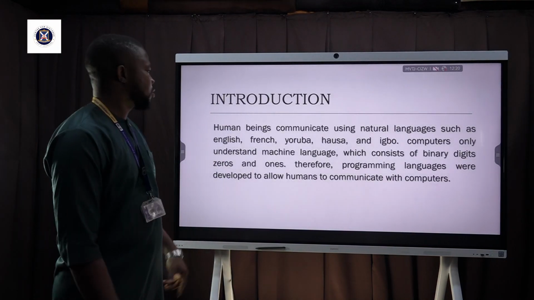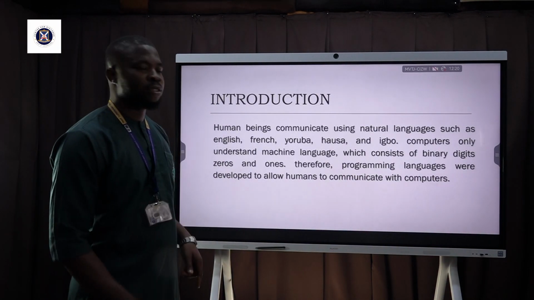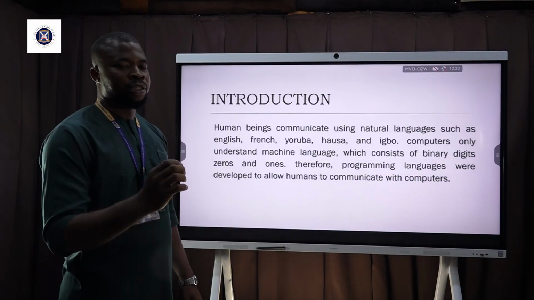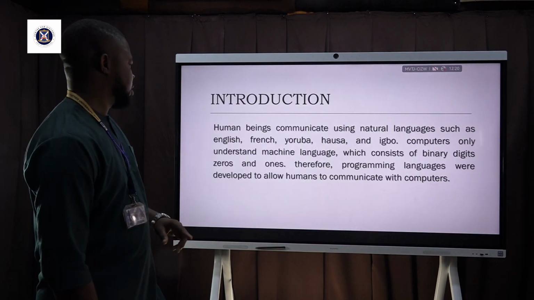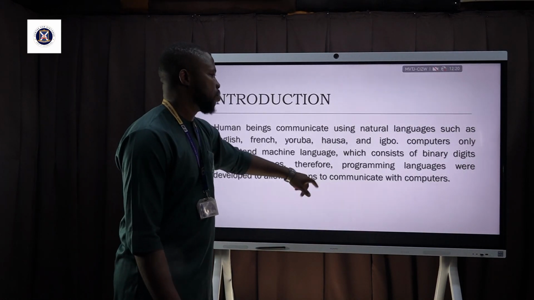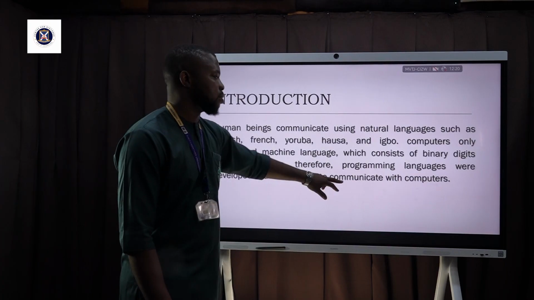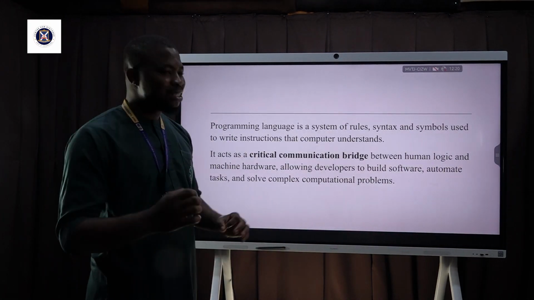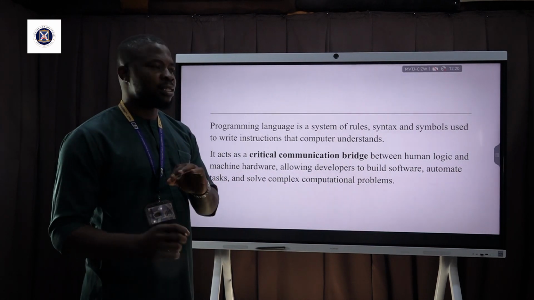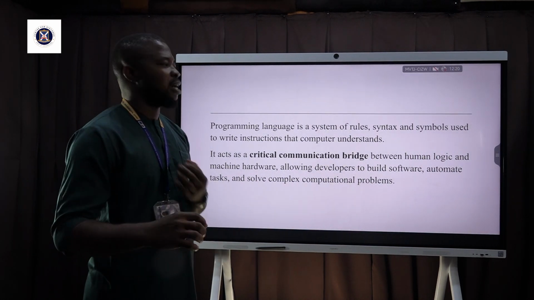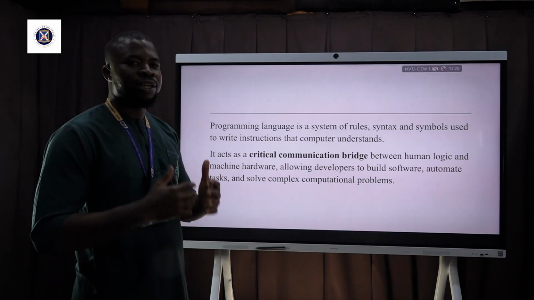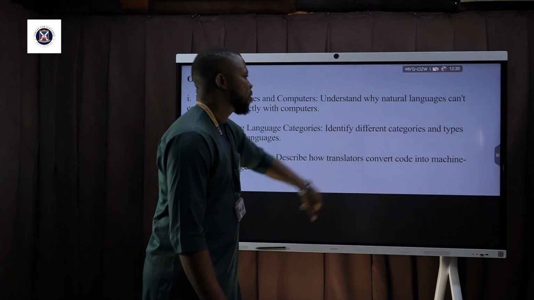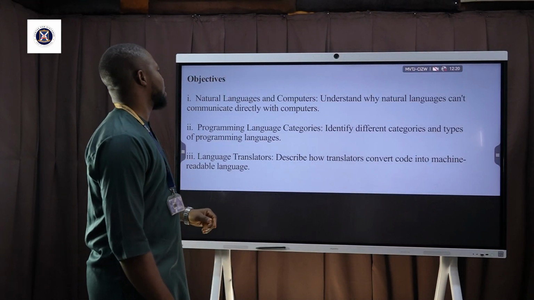Now, introduction. Human beings communicate using natural languages, but what the computer understands is machine language, which is binary digits, and that's zeros and ones. Therefore, programming language was developed to allow humans to communicate with the computers. Now, first, what is programming language? It is a system of rules. Note it, a system of rules, syntax and symbols used to write instructions that the computer understands, and it serves as a communication bridge.